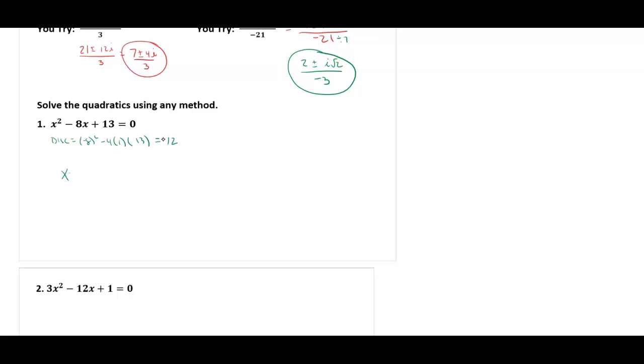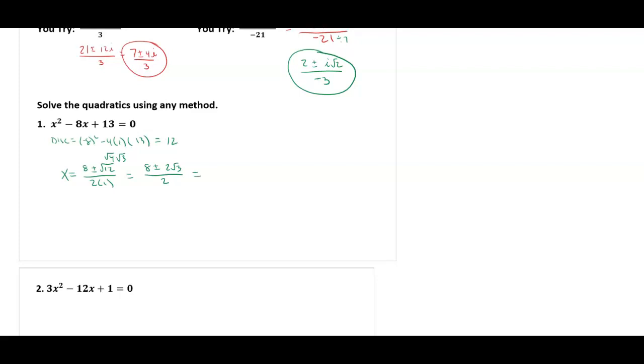So right away now, I get x equals the opposite of b, which is 8, plus or minus the square root of 12, all over 2 times 1. But I have to know 12 can be broken up into the square root of 4 times the square root of 3. So 8 plus or minus 2 root 3 all over 2.